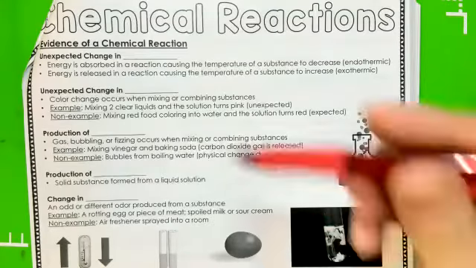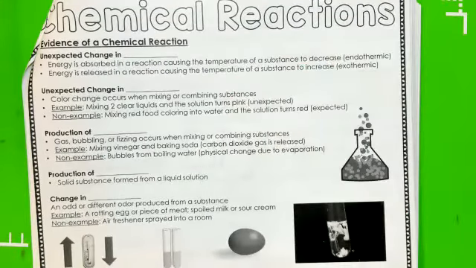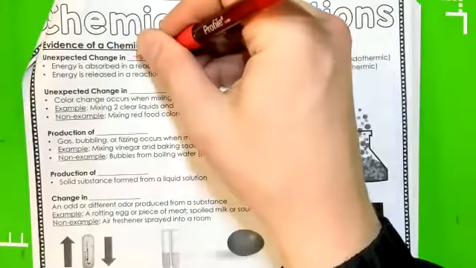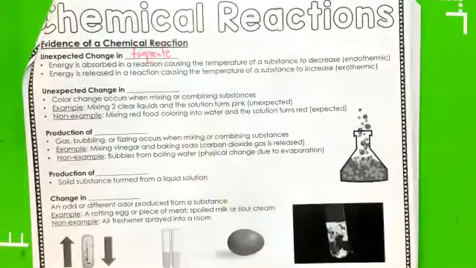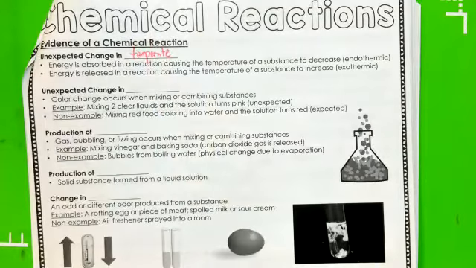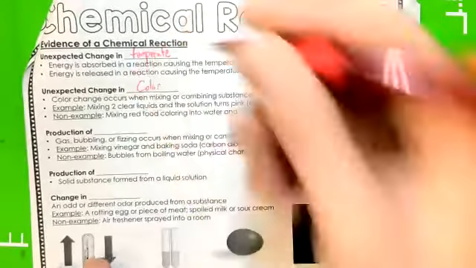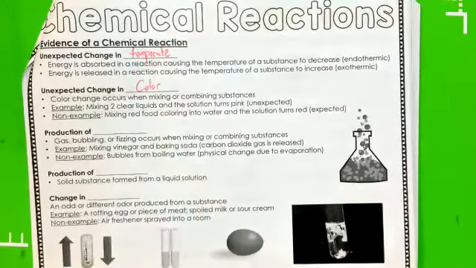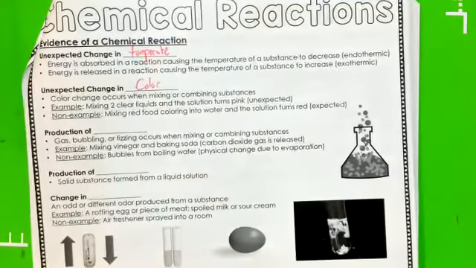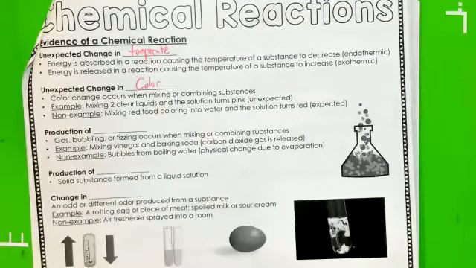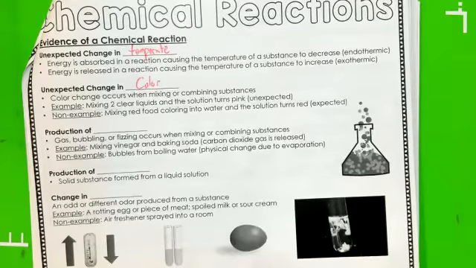All right, chemical reaction, unexpected change. An unexpected change in temperature is our first sign of a chemical reaction. If it gets hot or cold, it means it's absorbing or releasing energy. That's a sign of a chemical change, a chemical reaction. The next will be an unexpected change in color. If you put red dye in water, it's going to turn into red water. That's expected. But if you put that red dye into water and it turned blue, that's unexpected. That might be a sign of a chemical change.